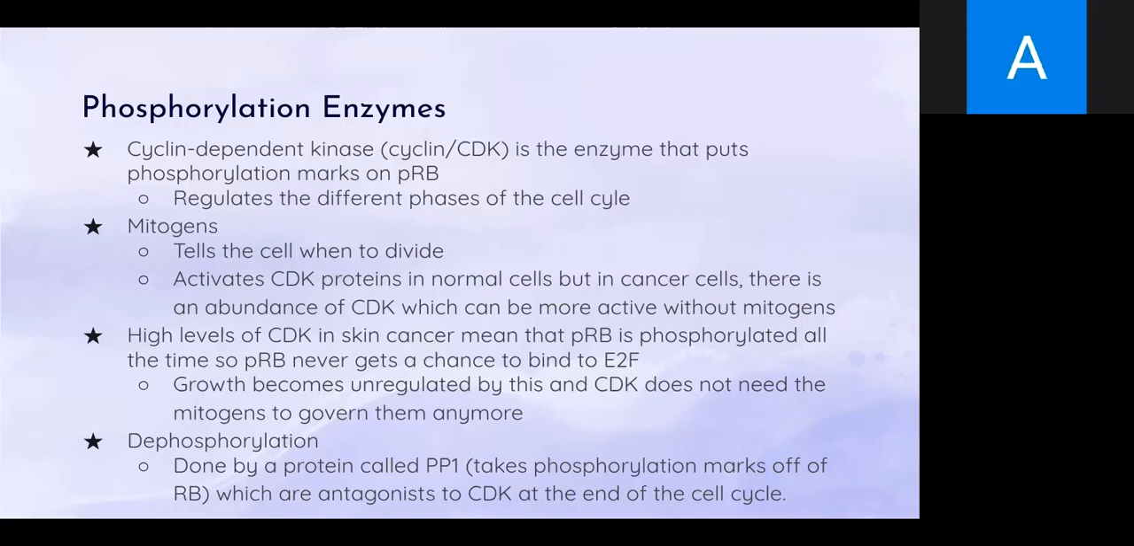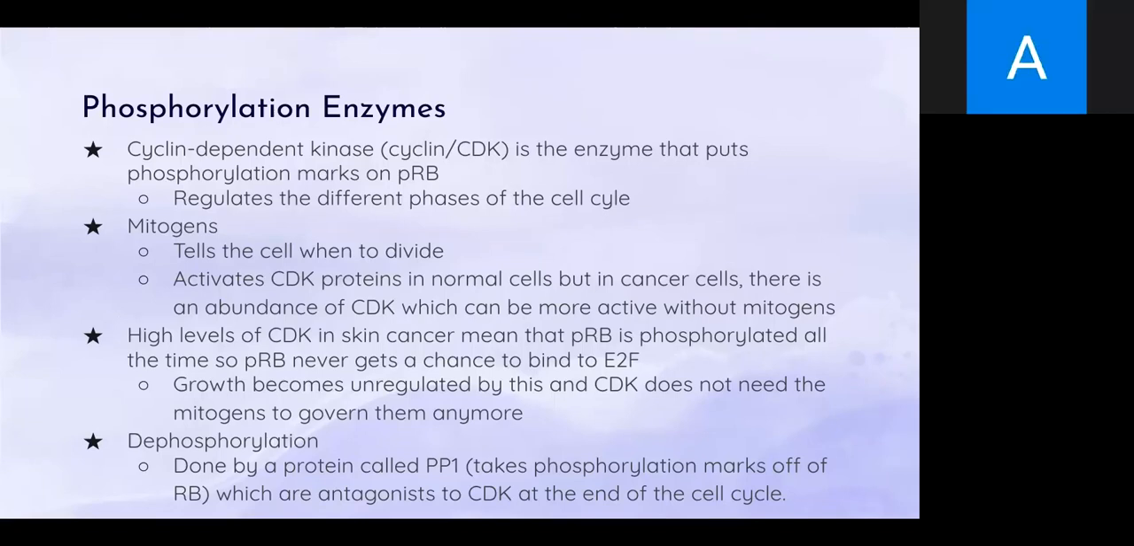And whenever we talk about hypophosphorylation, which is what's favored, the CDK is what basically controls that. It's what adds those amino groups, and it also regulates the different phases of the cell cycle. However, mitogens and CDK are actually partners. Mitogens tell the cell when to divide, and they activate CDK to add phosphorylation onto the cell.